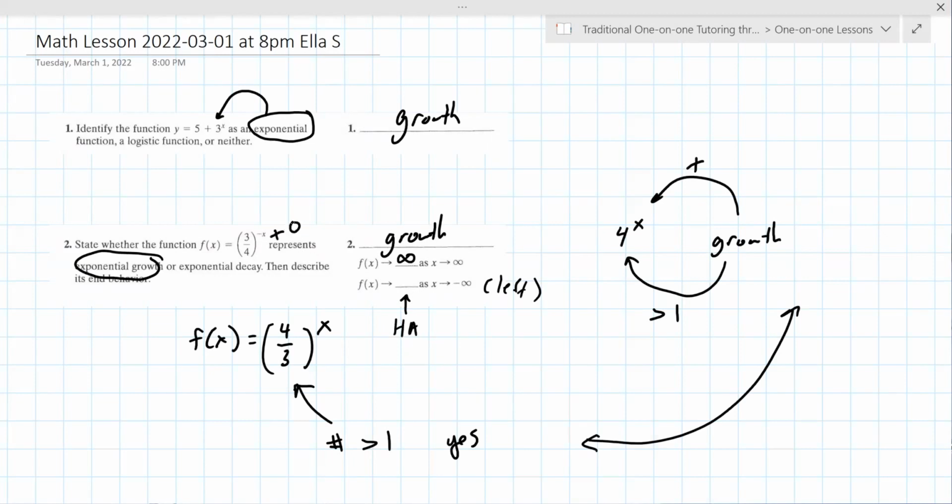So notice there's a +0 here that isn't written. So that goes to 0. But more generally, it's the vertical shift. Got it. All right.